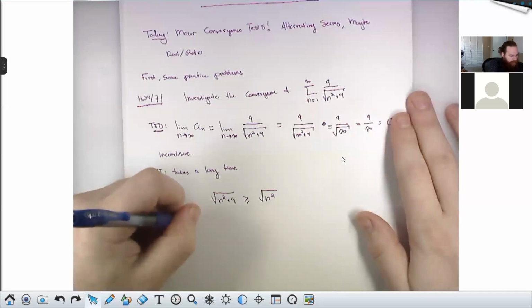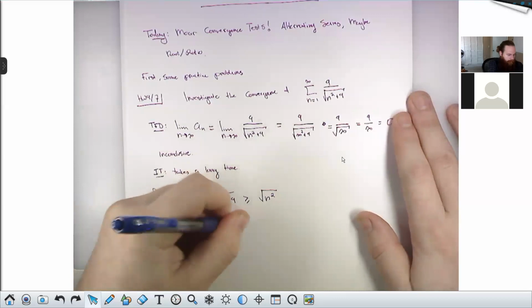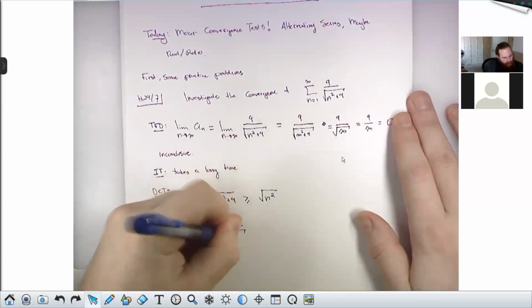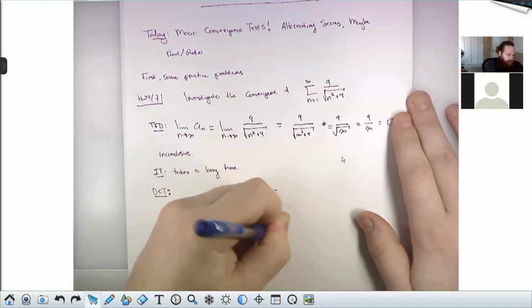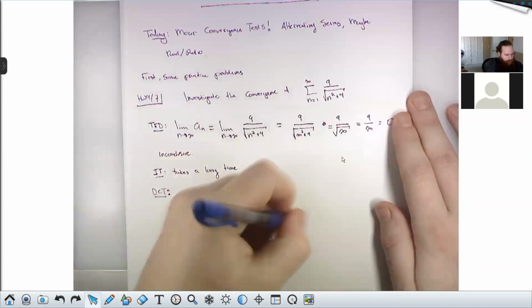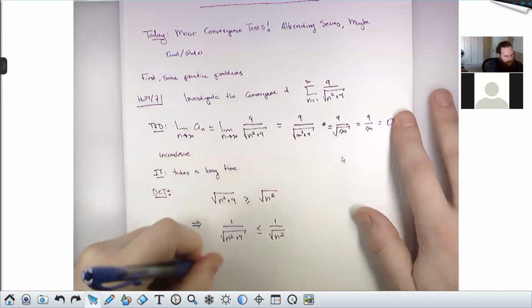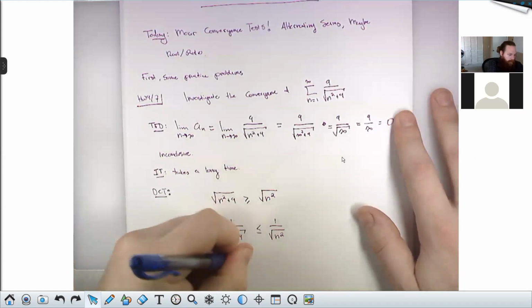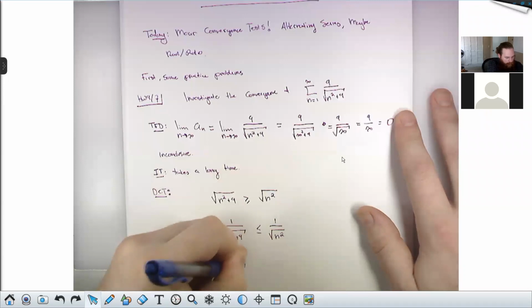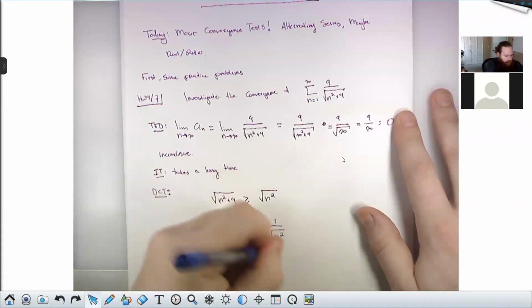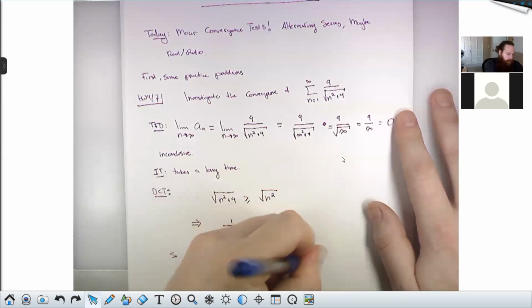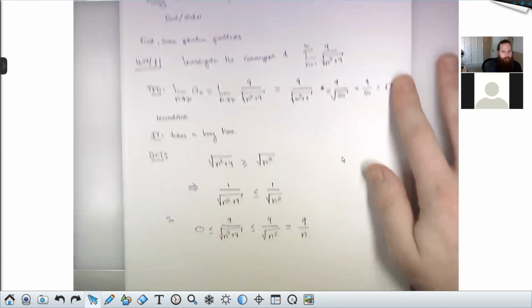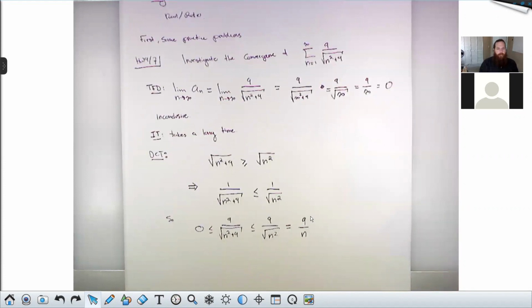If I take reciprocals on both sides, 1 over the square root of n squared plus 9 is thus less than or equal to 1 over the square root of n squared. So 0 is less than or equal to, because this is positive, 9 over the square root of n squared plus 9 is less than or equal to 9 over the square root of n squared. But this guy is the same as 9 over n. So while this inequality is definitely true, it's not useful.